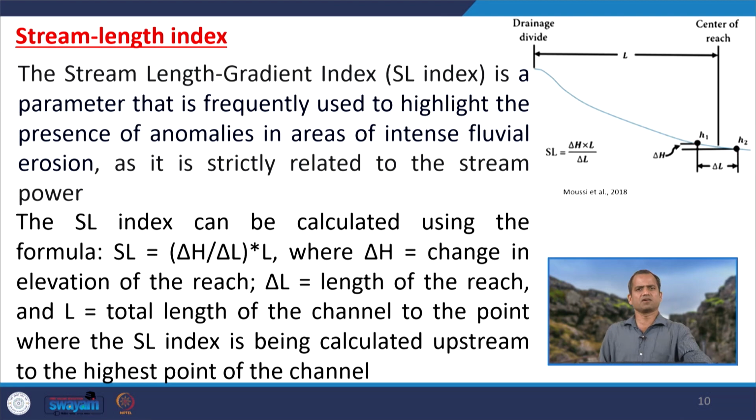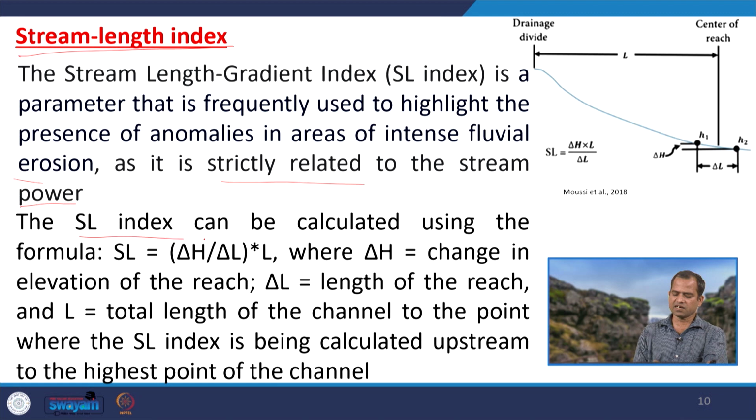Then another parameter is called the stream length index. The stream length gradient index, SL index otherwise, is the parameter that is frequently used to highlight the presence of anomalies in areas of intense fluvial erosion, as it is strictly related to stream power. So, how is it calculated? The SL index can be calculated using the formula like this: SL is delta H by delta L into L.